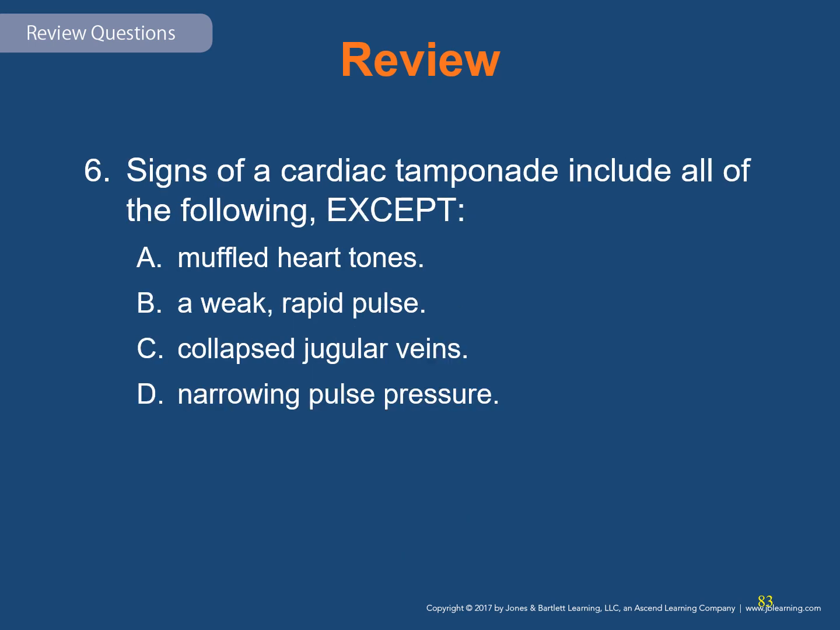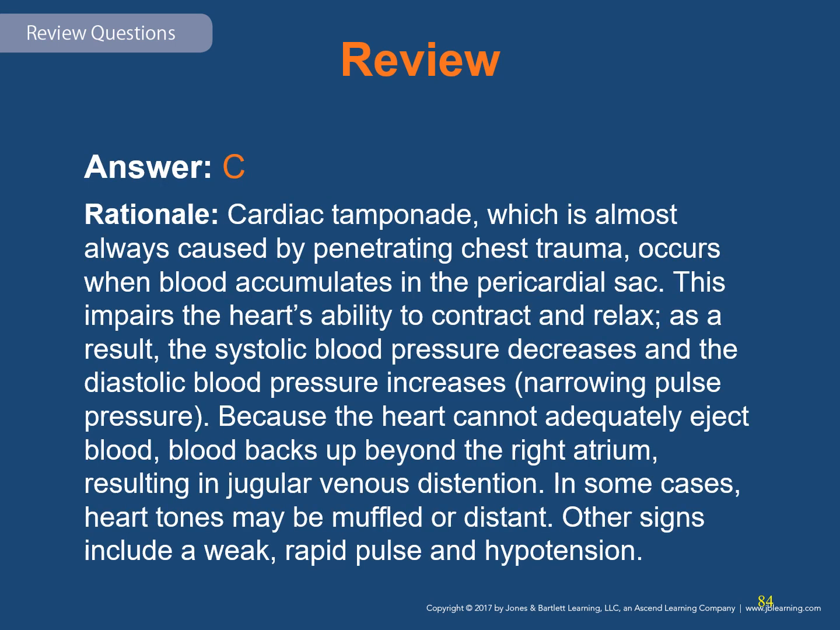Review question 6. Signs and symptoms of a cardiac tamponade include all of the following except: A. Muffled heart tones. B. A weak, rapid pulse. C. Collapsed jugular veins. D. Narrowing pulse pressure. The correct answer is C.